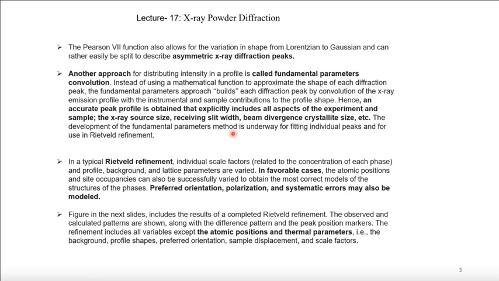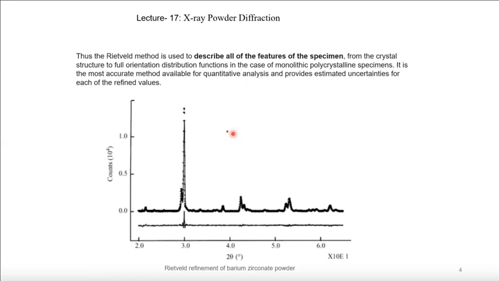The next slide shows a Rietveld refinement figure, and this example is barium zirconate powder. The dotted one is the observed intensity counts, and this line is the calculated one, and then you can see the difference of these two lines. It seems to be a very good fit between our model and the observed data.